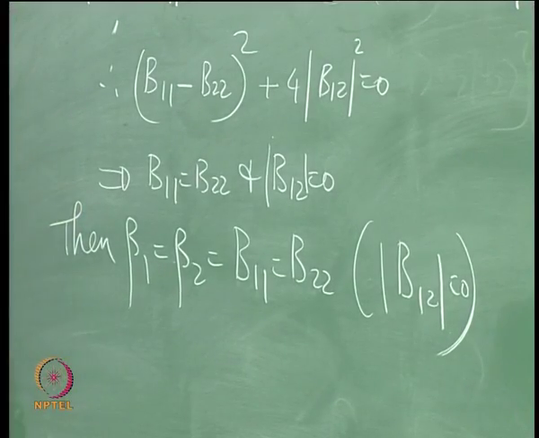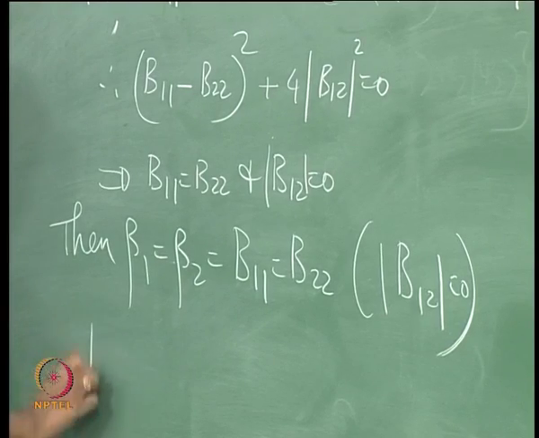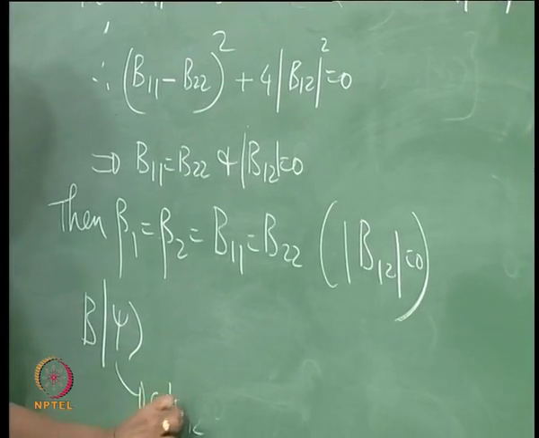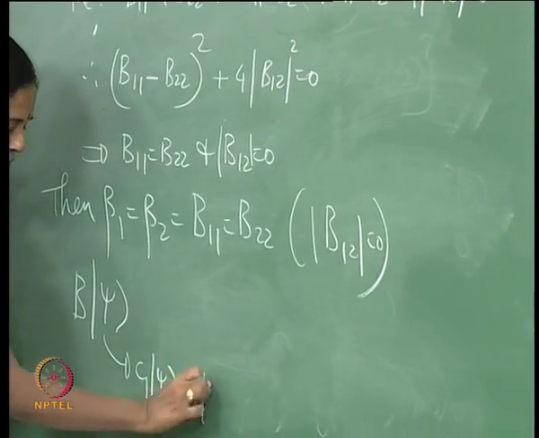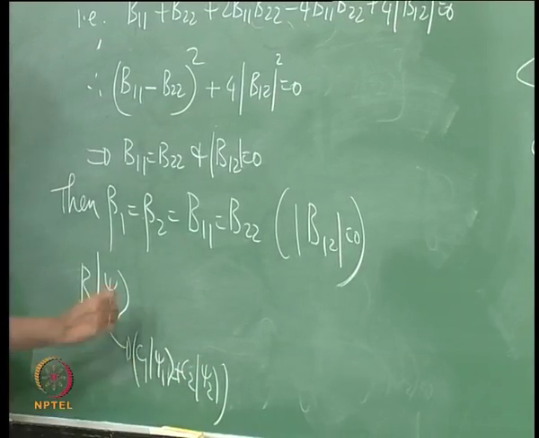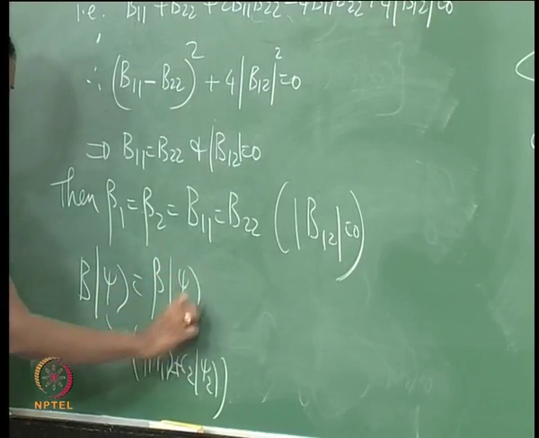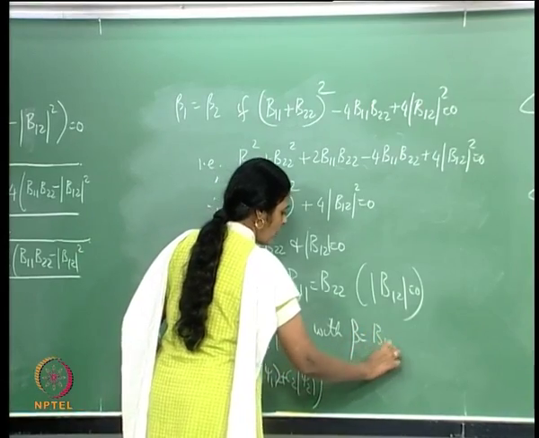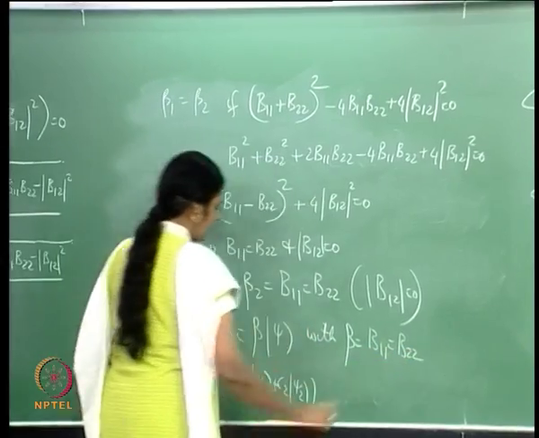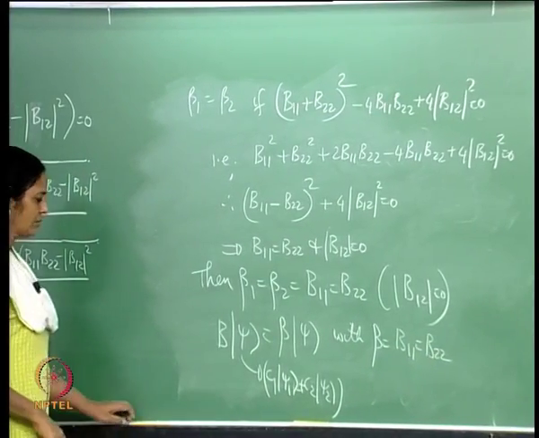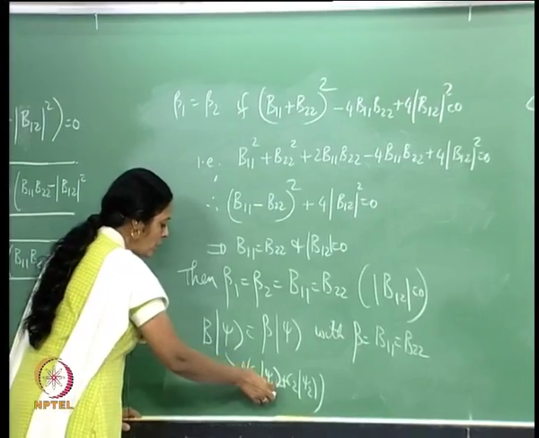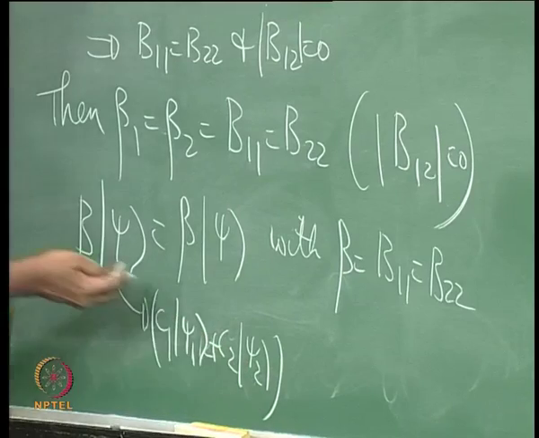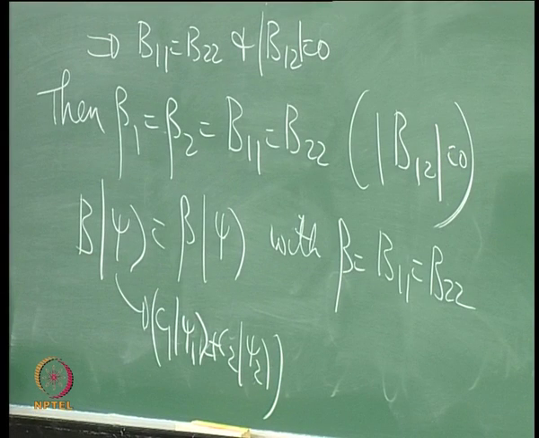And then we have shown, therefore, that B psi, this psi was a linear superposition C1 psi 1 plus C2 psi 2, is equal to beta psi with beta equal to B11, which is the same as B22. It clearly follows that psi 1 is an eigenstate of B with eigenvalue beta and psi 2 is an eigenstate of B with eigenvalue beta.